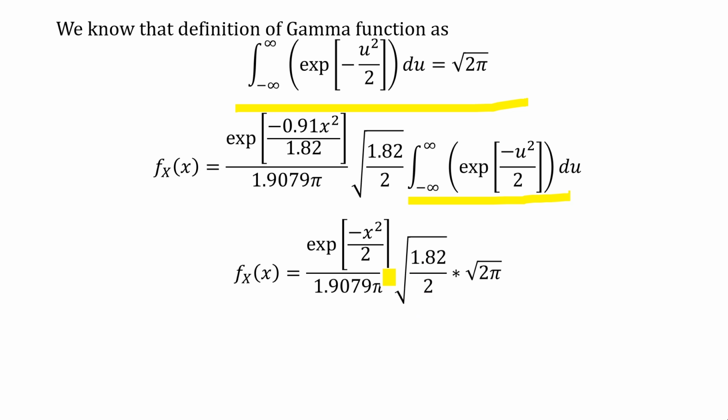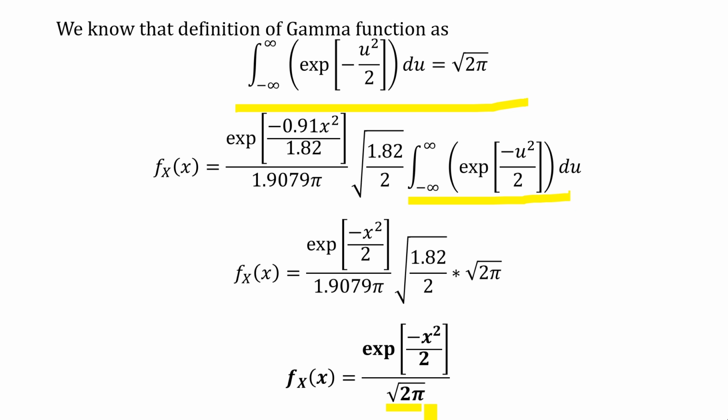Do the simplification properly. So 0.91 divided by 1.82 is 0.5. 0.5 can be written as 1 by 2. So after simplification, root 2 are cancelled. Root pi divided by pi is what? Root pi. 1 square root of 1.82 divided by 1.9079 is 0.7071. 1 divided by 0.7071 is square root of 2.